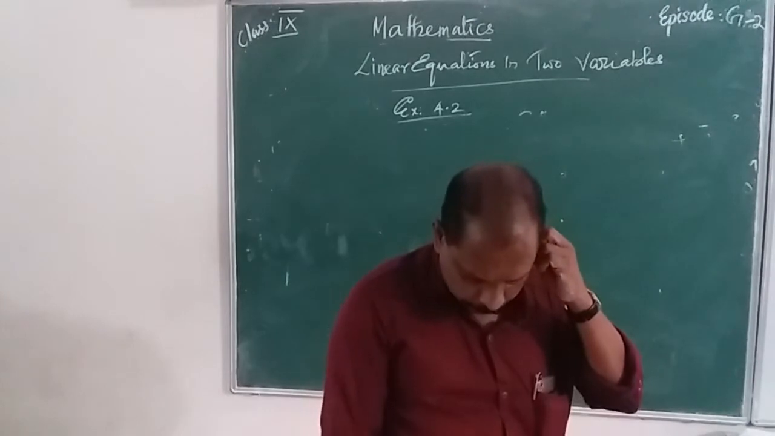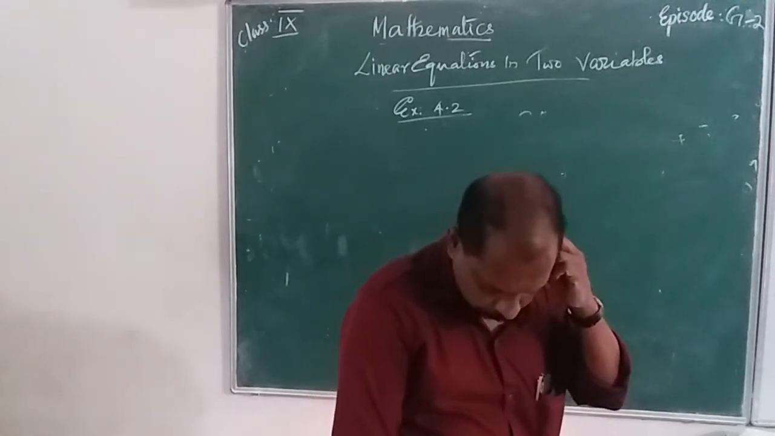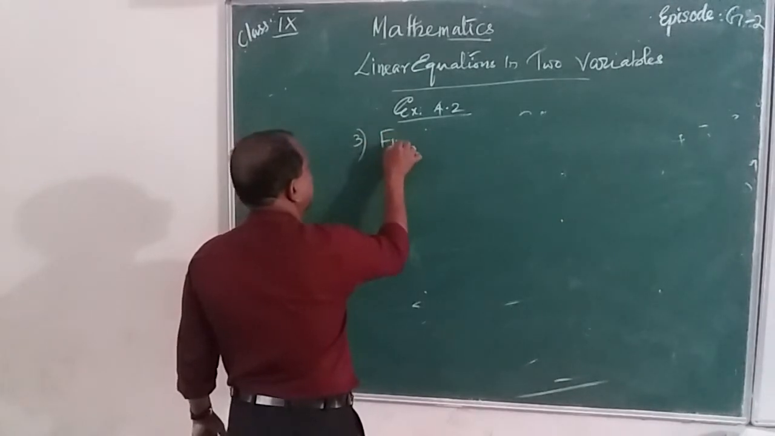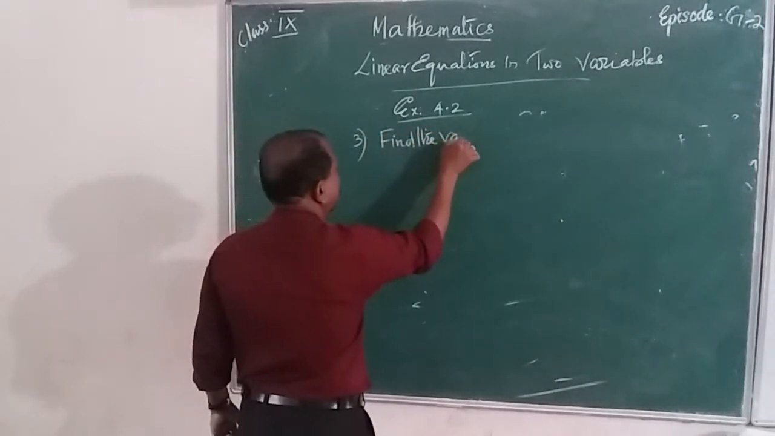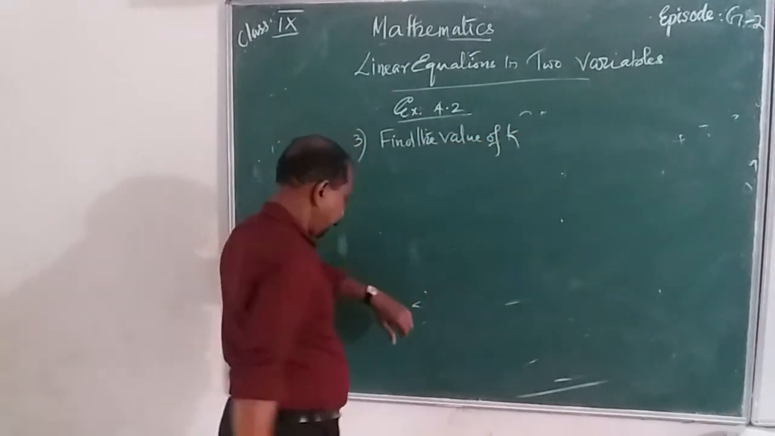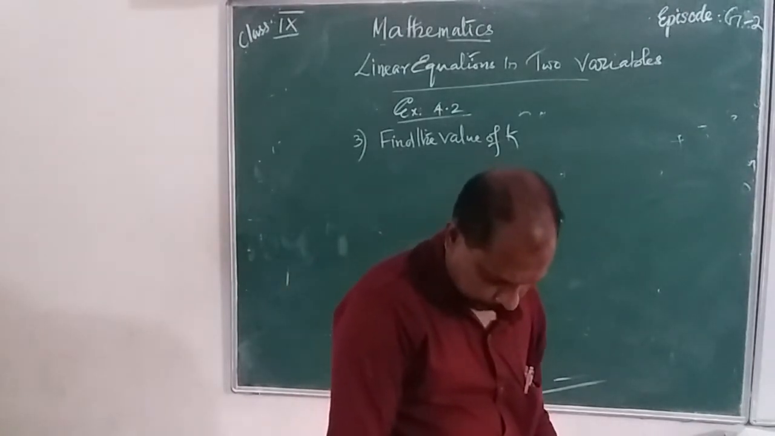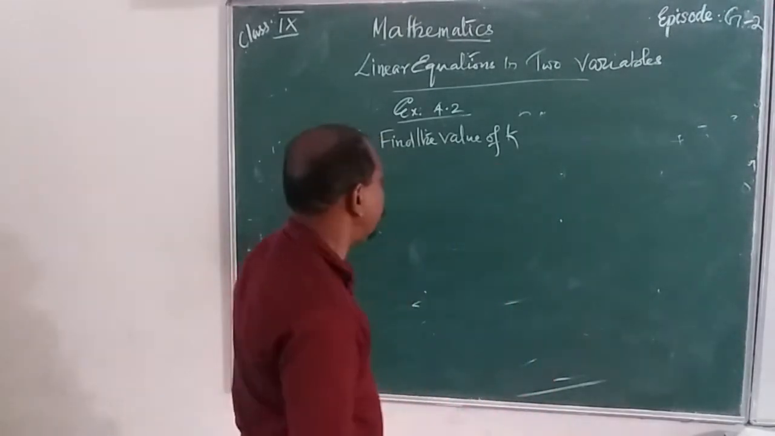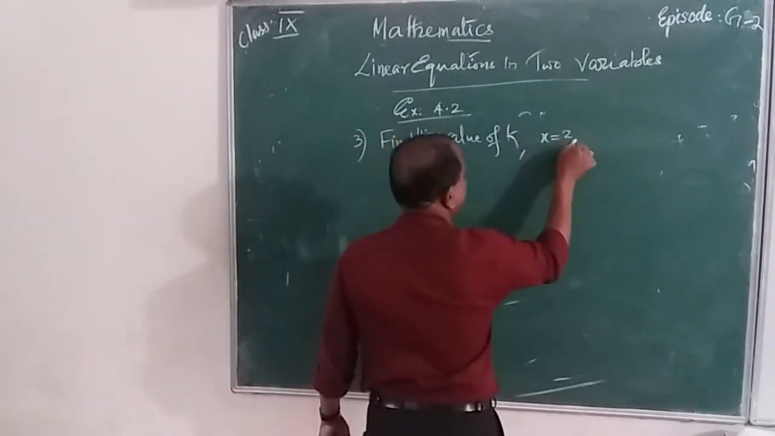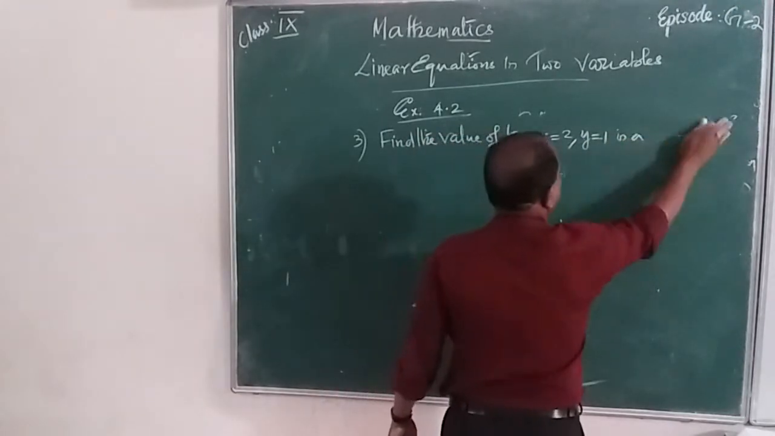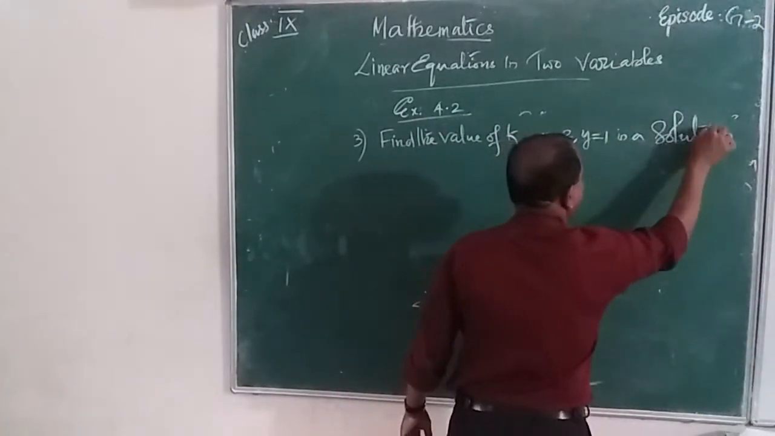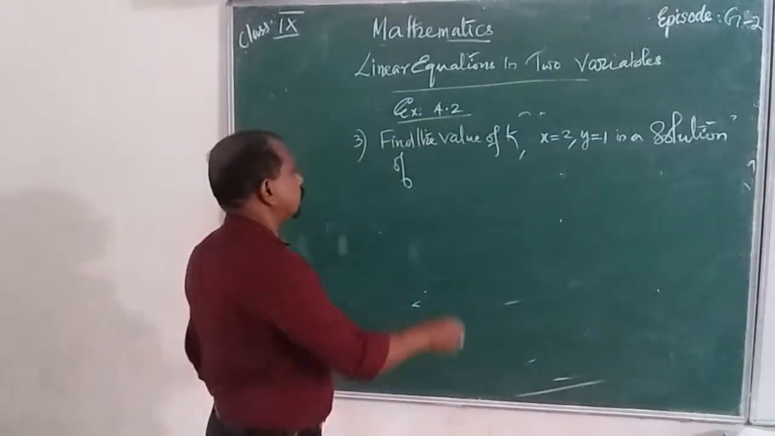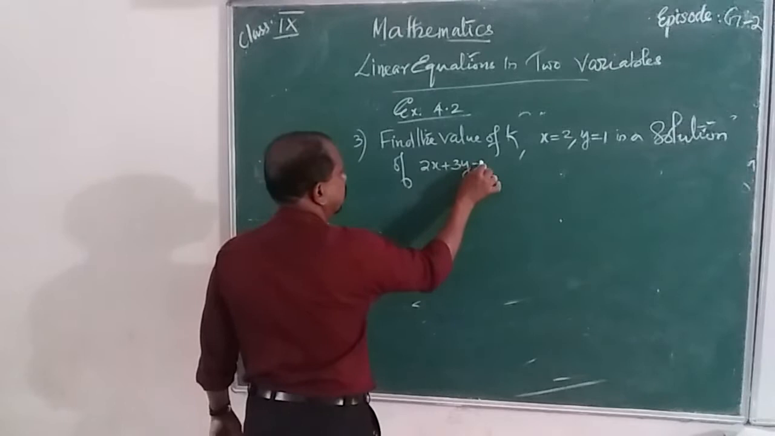Then third question. Question number 3. Find the value of k such that x is equal to 2, y is equal to 1 is a solution of 2x plus 3y is equal to k.